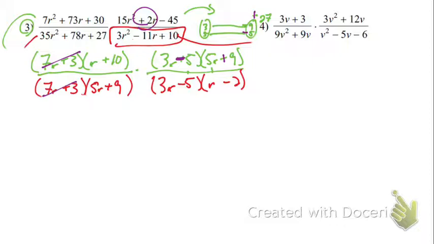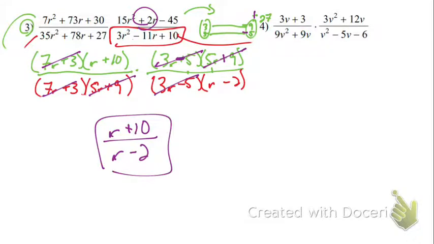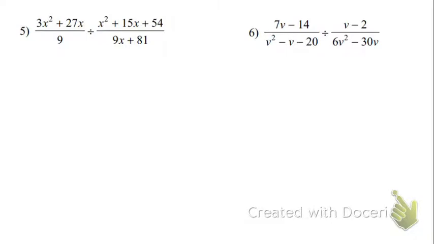Me too. So I'm going to go ahead and cancel 3r minus 5, 3r minus 5, 5r plus 9, 5r plus 9. I'm left with r plus that. That was ugly. I'll try to do better on the next one. Next up, I'll take care of number 5.